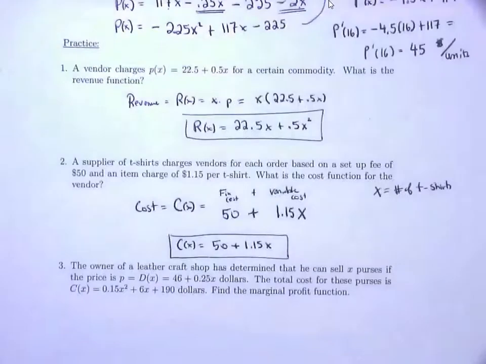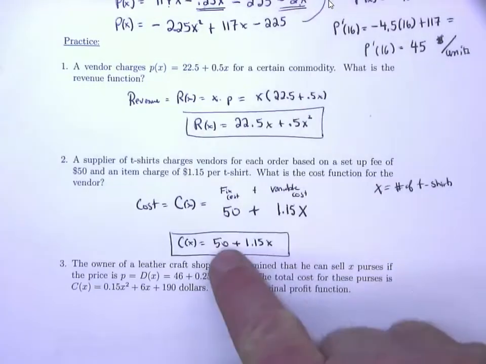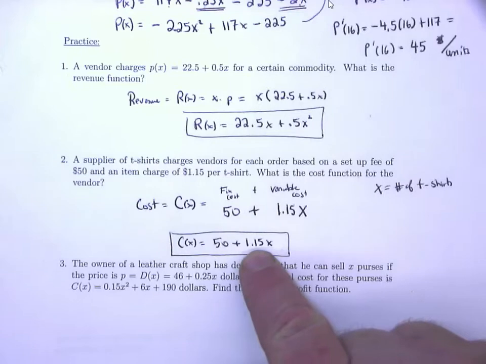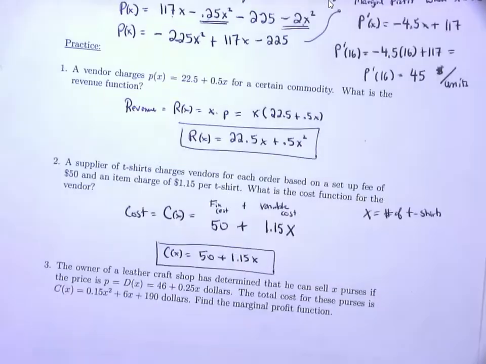And just to keep practicing, if I was told, calculate your marginal cost, what would that answer be? It doesn't matter how many units you produce, the marginal cost will be the derivative. The derivative of 50 is 0, the derivative of 1.15x is 1.15. The answer is 1.15 would be the marginal cost. Does that make sense? Next.